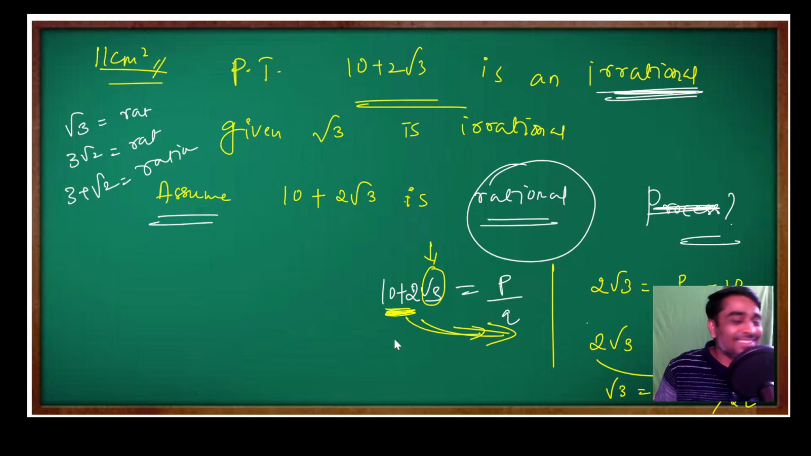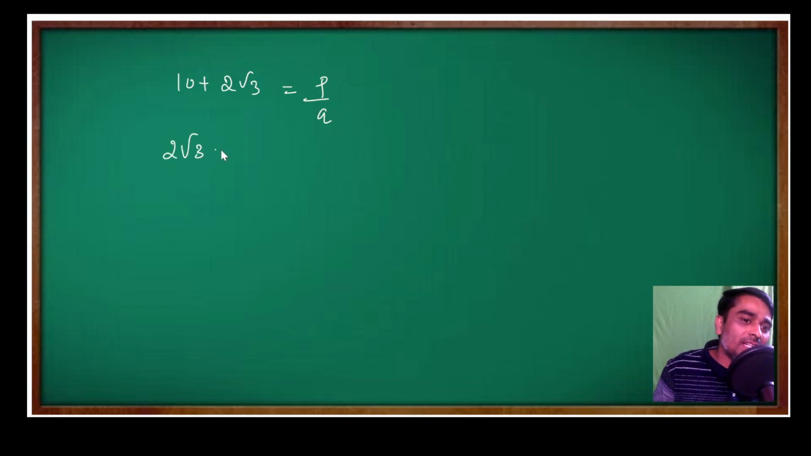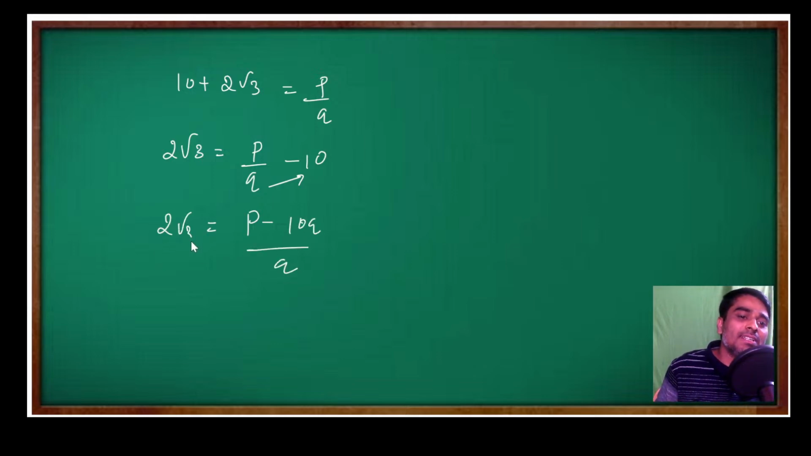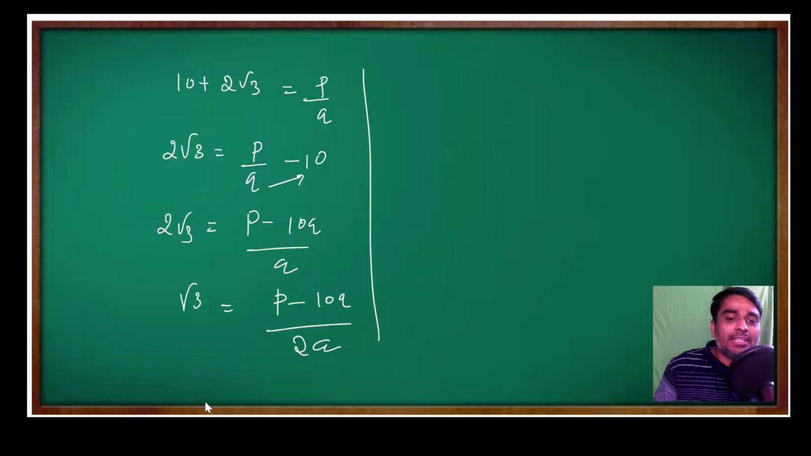Again I am writing that side. Wait. So what we have to do is 10 plus 2 root 3 equals P by Q. Then 2 root 3 is equal to P by Q minus 10. Then Q multiply, P minus 10Q divided by Q. 2 root 3. Then root 3 here only. 2 you shift. P minus 10Q by 2Q. Clear till here? That's it.